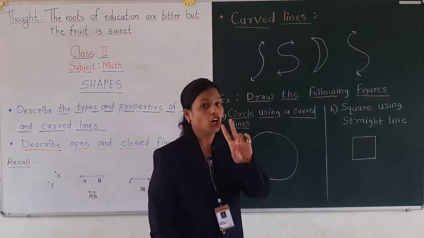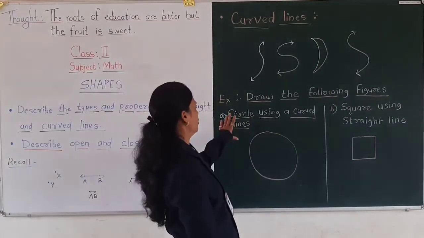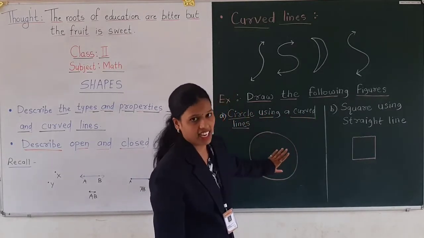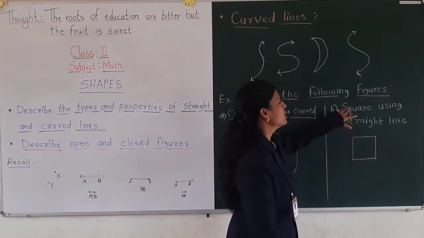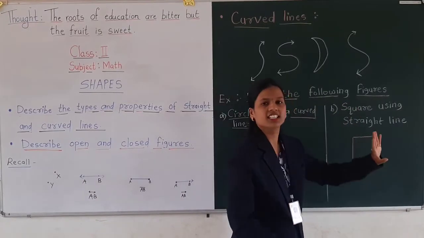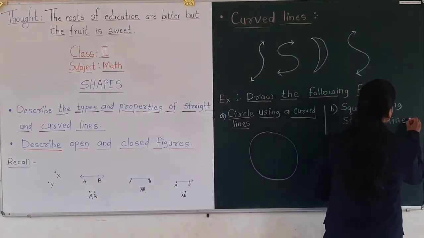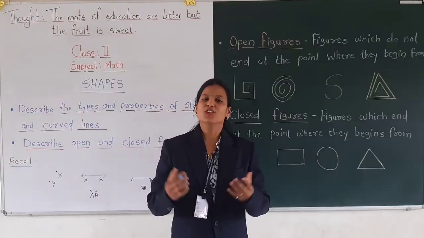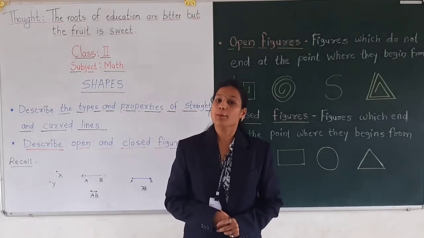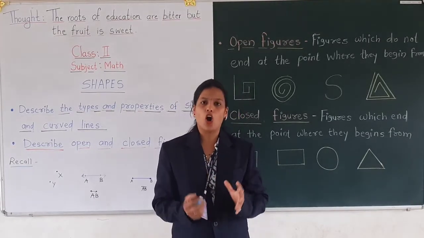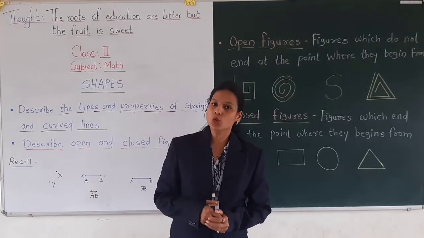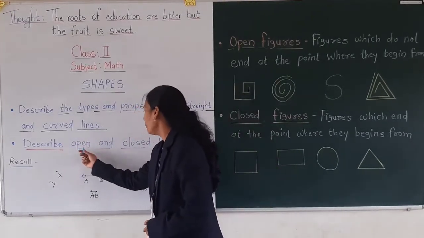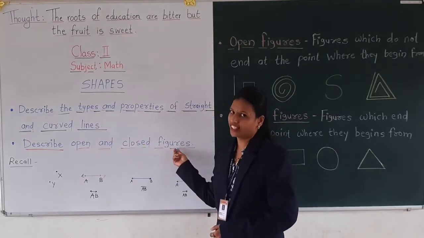So here we solved 2 examples. The first example was a circle. Draw the circle using a curved line like this, and the other is draw a square using straight lines. Okay, students? Understood? We can draw figures by using straight lines or curved lines. So we'll move towards our second topic, that is, describe open and closed figures.